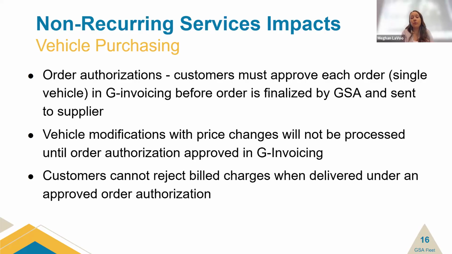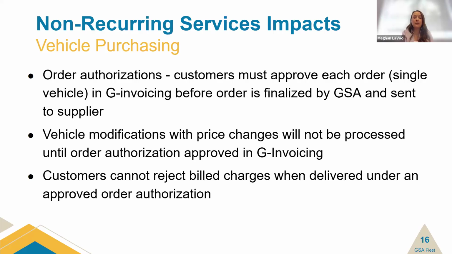If there's a modification, if you realize, oh, shoot, I forgot to add this option and I really need it, you reach out to GSA, to our contracting officers to do a modification. They will process it, but you have to approve it in G-Invoicing before we can send it to our manufacturer. So you don't want your vehicle to get too far down the assembly line before that request gets through, because it could get to a point where a manufacturer says, no, we can't do that anymore. It's too late to have that modification. So there's going to be a timeliness component there.